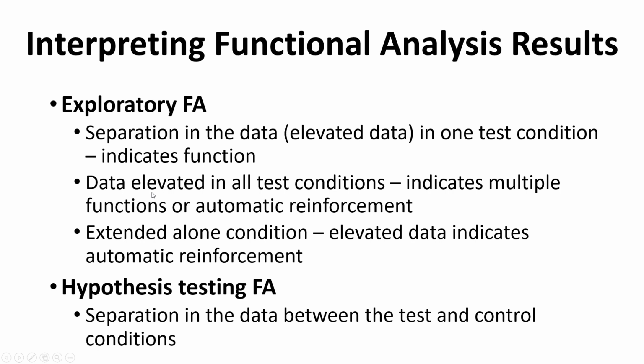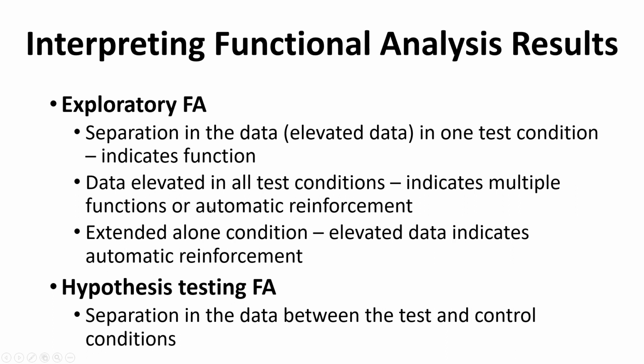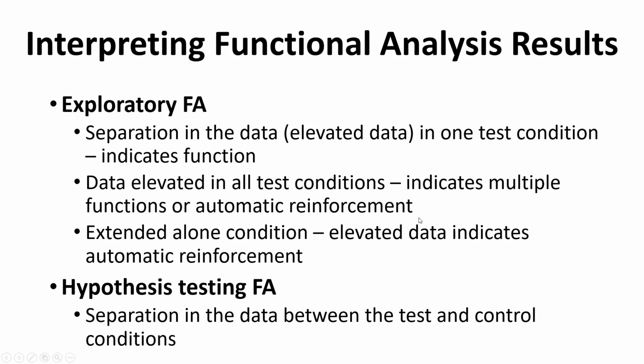If we happened to see data elevation across all test conditions, so if we had multiple EOs and all of them showed a raised occurrence of this problem behavior, then that tells us that there are either multiple functions, multiple of these things motivating the situation, or there's some kind of automatic reinforcement, because automatic reinforcement isn't going to change based on that external adjustment. So even if you change attention, some tangible or some kind of escape, if it's automatically reinforcing, those won't necessarily be relevant. But in situations where you see that elevation across all of our test conditions, it tells us that something else instead of one specific thing might be going on, or automatic reinforcement because that one thing is special because it's internally motivated.